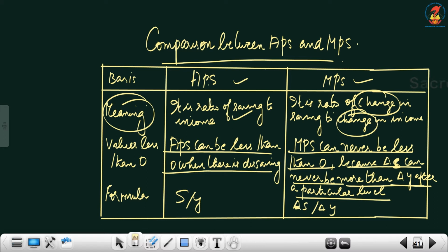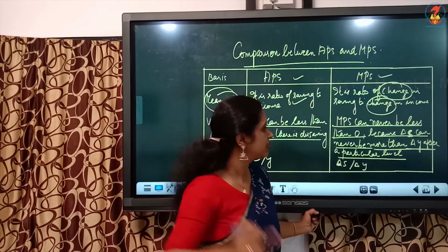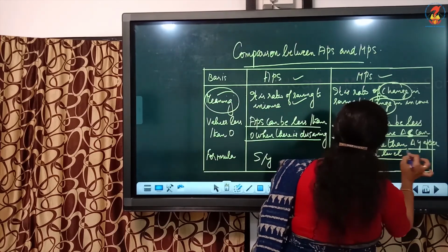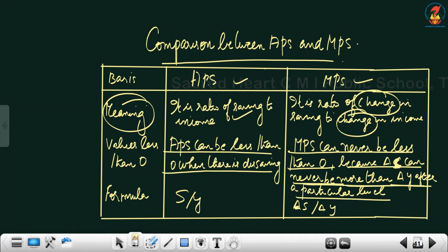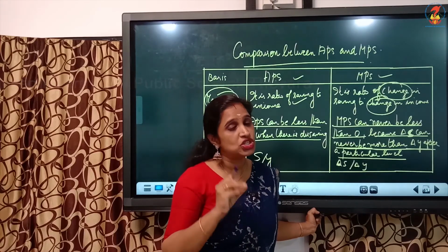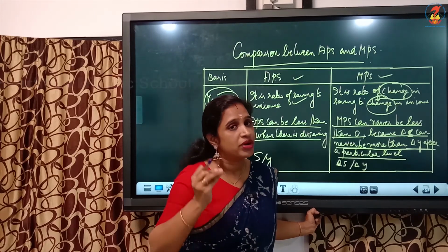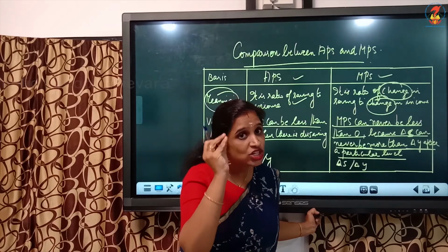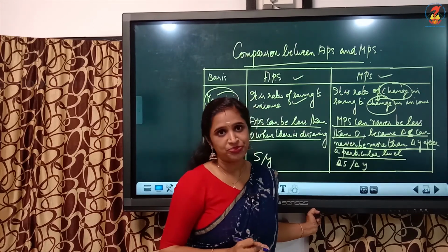It cannot be less than 0, because after a particular level people should consume. That is why I have written, because delta C can never be more than delta Y after a particular level. If it is more than that, the saving will be less than 0. Saving is required. So for that, after a particular level, people will try to save by increasing the consumption only to a particular level of income.